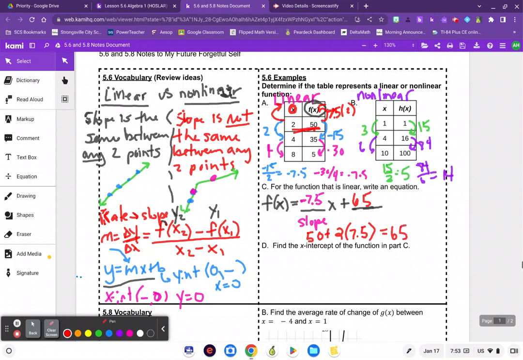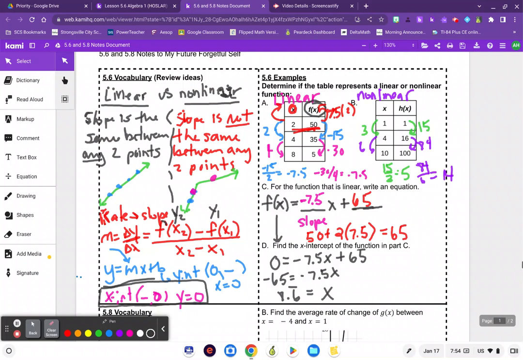Find the x-intercept of the function in part C. So just a reminder, the x-intercept occurs when the output is 0. So I need to replace this output with 0. And now I'm going to solve for x. So I'm going to subtract 65 from both sides. I'm going to divide both sides by negative 7.5. And when I do that, I get 8.6 repeating.